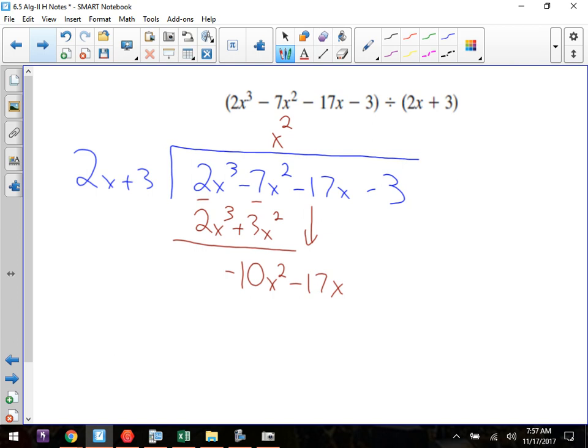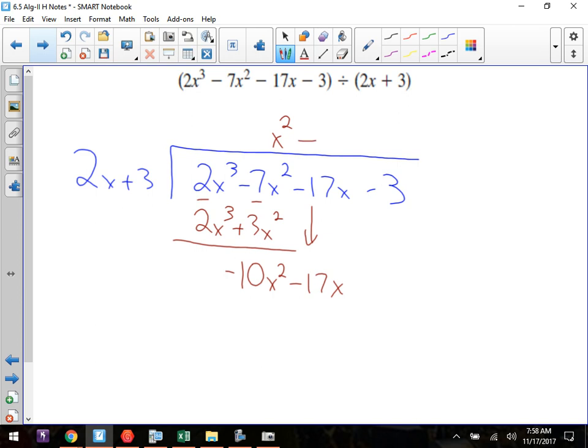Again, what I want to do now is, what do I multiply the 2x by to turn it into a negative 10x squared? Negative 5x. What I'm trying to get you guys to see here is that you're trying to eliminate this first term. Every time you're doing it, you want to figure out what do you multiply this guy by to turn it into this. That's what we're doing for each and every piece.